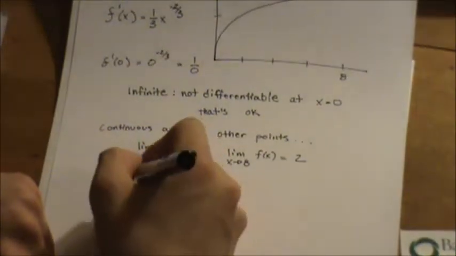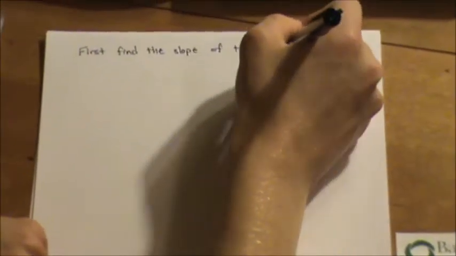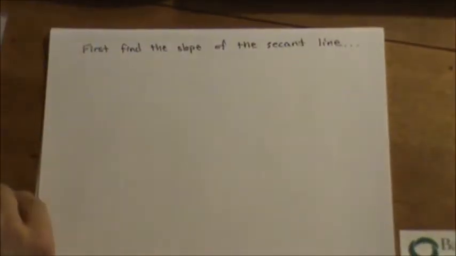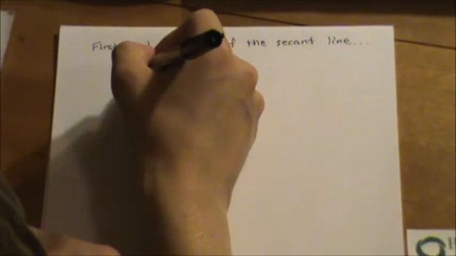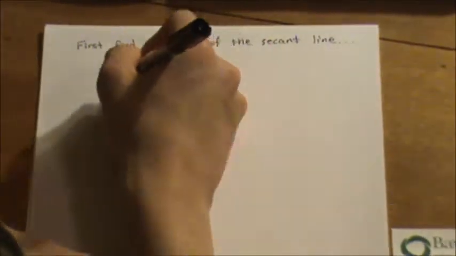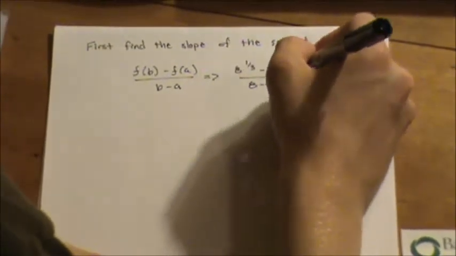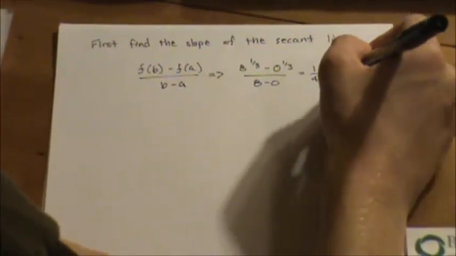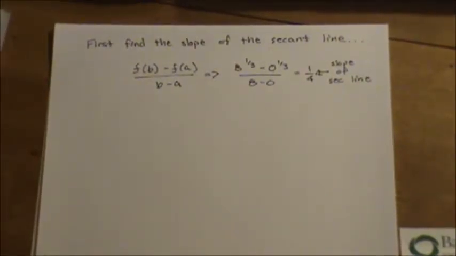Alright, now that we've proven the two rules, let's find x equals c, where the tangent line is. First, let's find the slope of the secant line, which we wrote down as our average velocity equation, f of b minus f of a all over b minus a. Alright, we'll put in our numbers. 8 to the 1/3 minus 0 to the 1/3 over 8 minus 0 is equal to 1/4. So that's the slope of our secant line.